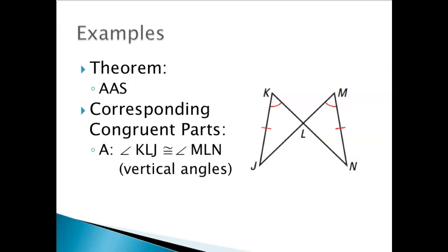So the first set of angles, angle KLJ congruent to angle MLN because they are vertical angles. The next one, you could say angle K and angle M, or you can say angle JKL and angle NML congruent to each other. And then the non-included side, JK is congruent to MN.